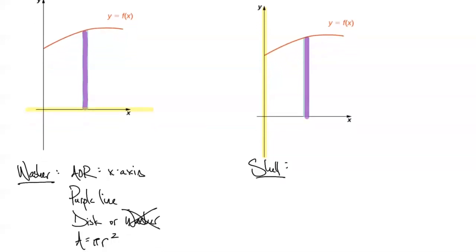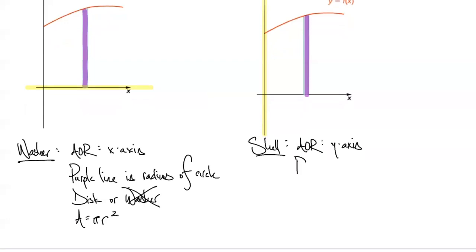But I want to unpack this a little bit more. So let me go back to washer for a moment. This purple line is the radius of a circle, right? And if we look at shell, we know that our axis of revolution is the y-axis here because it must be parallel to that purple line. But what does that purple line represent?